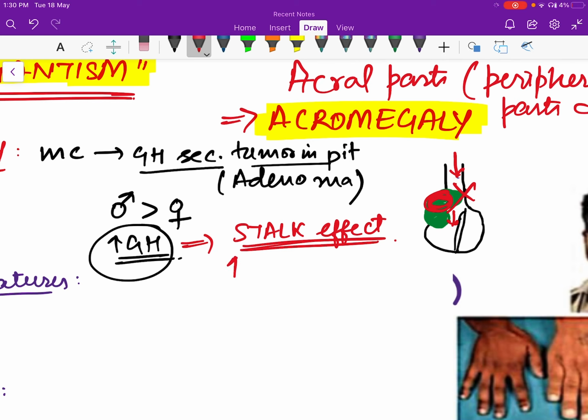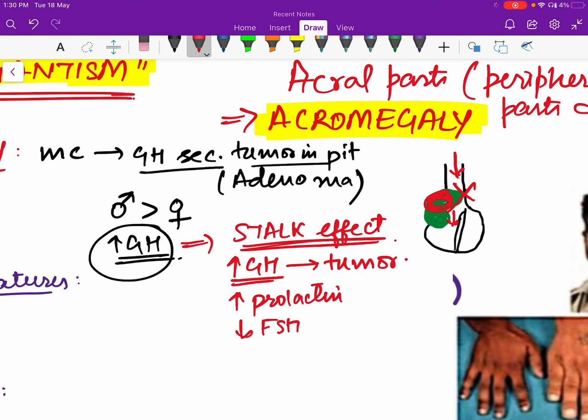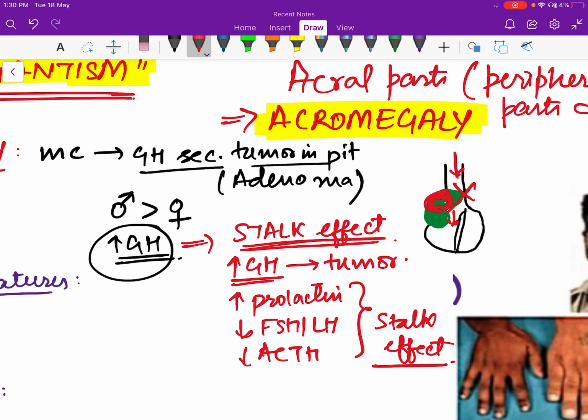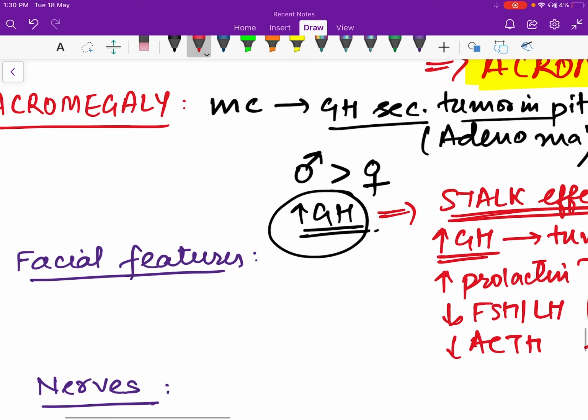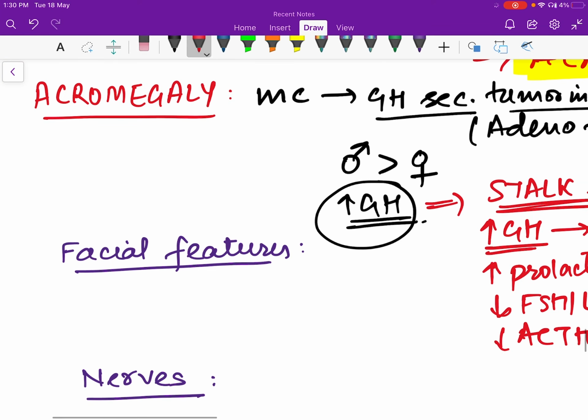So there will be increased growth hormone, and this growth hormone will be produced from the tumor. There will be increased prolactin, and decrease in other hormones: decrease in FSH, LH, and decrease in ACTH. This will be because of the stalk effect. Now let's try to understand some clinical features related to acromegaly.